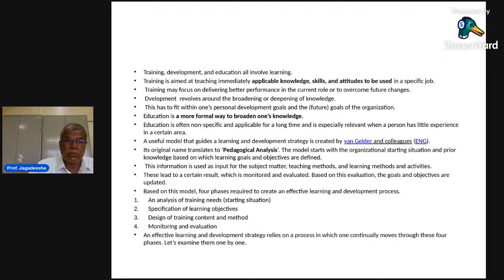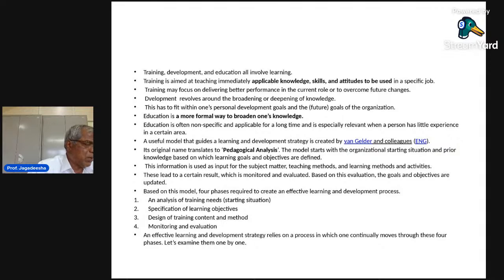Training is aimed at teaching immediately applicable knowledge, skill, and attitude to be used in a specific job. Right? This is a point to be remembered. Training may focus on delivering better performance in the current role. This is another one. Right?